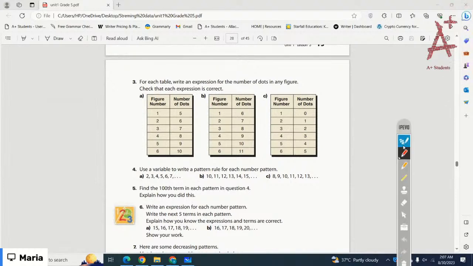Okay, so you can see here you have 1. 5 is 1 plus 4, right? 2 plus 4 is 6. 3 plus 4 is 7. 4 plus 4 is 8. 5 plus 4 is 9. And 6 plus 4 is 10. So 4 is constant every time, and you're adding the same number as the figure number. Here you have 1, you are adding 1, here you have 2, you are adding 2, here you have 3, you are adding 3, right? So it would be n. For figure number n, you have to add 4 every time, right?